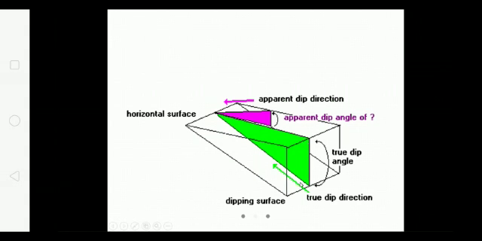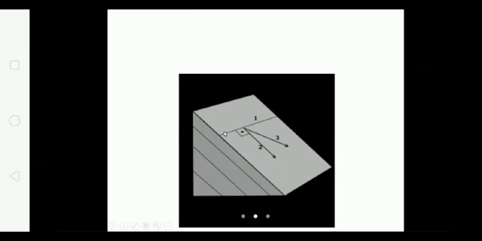And this is true dip direction. This is apparent dip angle. It is very clear in this. And this is apparent dip direction. So if you see here also, the line number 1 represents the strike. What is strike? You know, the intersection line. And the line perpendicular to the strike is called the true dip.